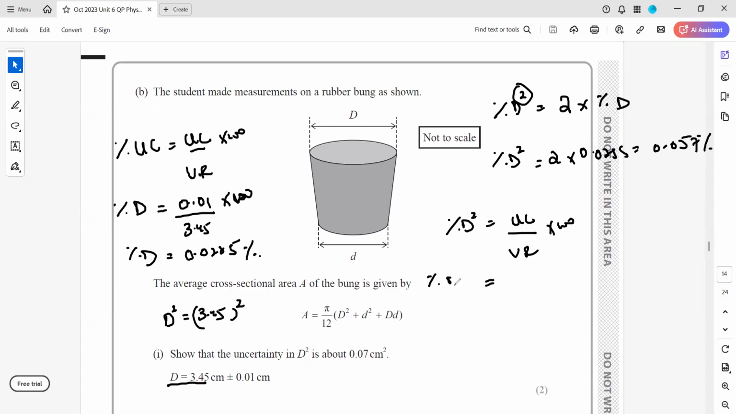The percentage uncertainty in D square is this number, which is 0.057. The uncertainty we don't know. What about the value recorded of D square? So the value recorded of D square will not be 3.45, it will be 3.45 square. That's why we put 3.45 square into 100. And then we worked out the uncertainty of D square.